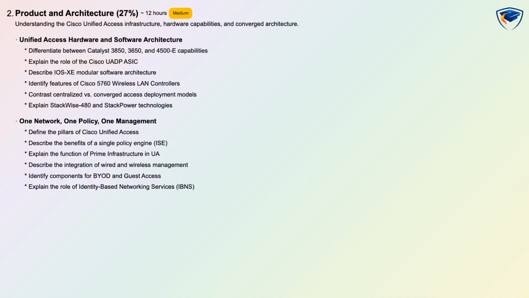You will learn IOS XE modular software architecture, identify features of Cisco 5760 wireless LAN controllers, and contrast centralized versus converged access deployment models. You will also understand the one network, one policy, one management principles including the benefits of a single policy engine such as ISE, the function of Prime Infrastructure, how wired and wireless management integrate, BYOD and guest access components, and the role of identity-based networking services.